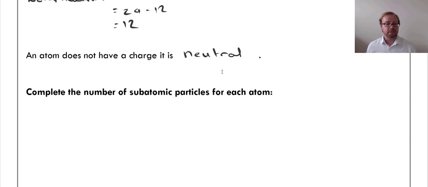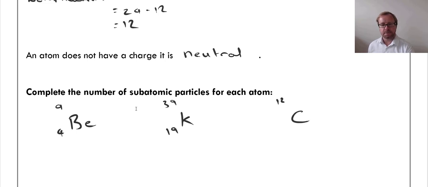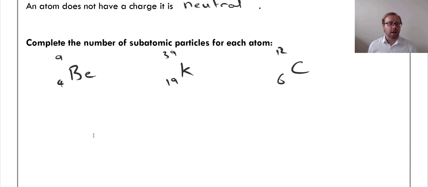Right, so your turn. I would like you to have a go at completing the number of subatomic particles for each atom, and I'm going to give them to you. So let's go with beryllium, and I will give you the mass numbers and the atomic numbers. Potassium, mass number of 39, and carbon, which I'm sure you've all seen before. Have a go at these, and we'll go through them once you've completed them.